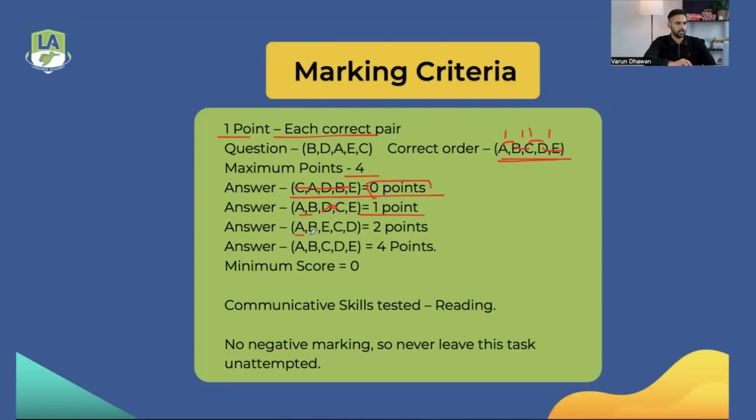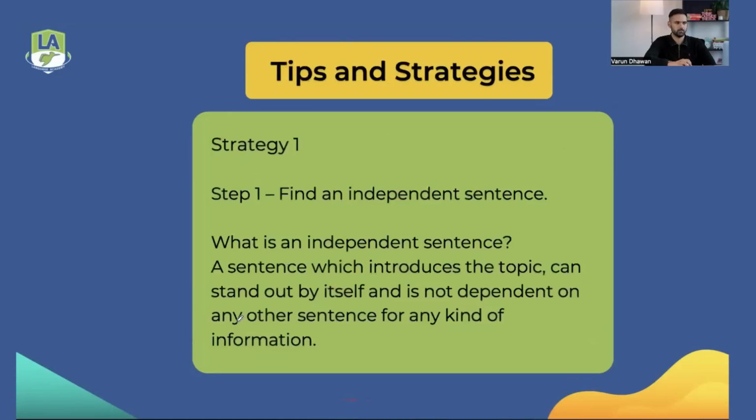Let's say you have done A, B, E, C, D: 1 point for AB, 1 point for CD. If everything is correct, 1 point here, 1 here, 1 here, 1 here, 4 points. There's no negative marking, minimum is 0, and you only get points in reading from this. There's no negative marking, so never ever leave this unattempted, please.